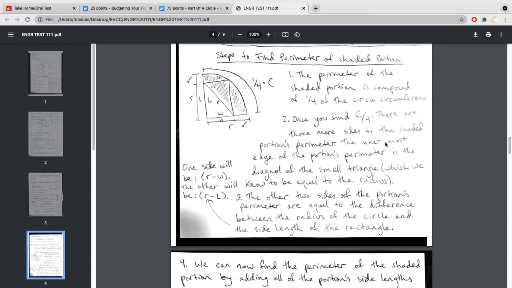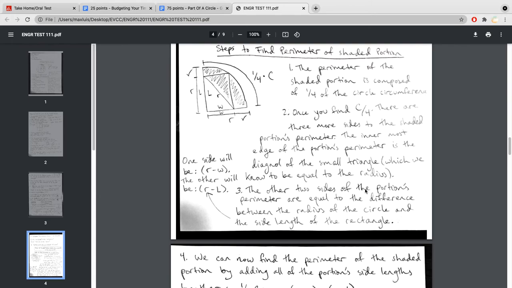Once you find the circumference divided by 4, there are 3 more sides to the shaded portion's perimeter. The innermost edge of the portion's perimeter is the diagonal of the small rectangle, which we know to be equal to the radius. There's 2 diagonals in this rectangle, one right here, one right here. They should be equal. So if this one is the radius, because it goes from the center to the perimeter of the circle, then this should also be equal to the radius.